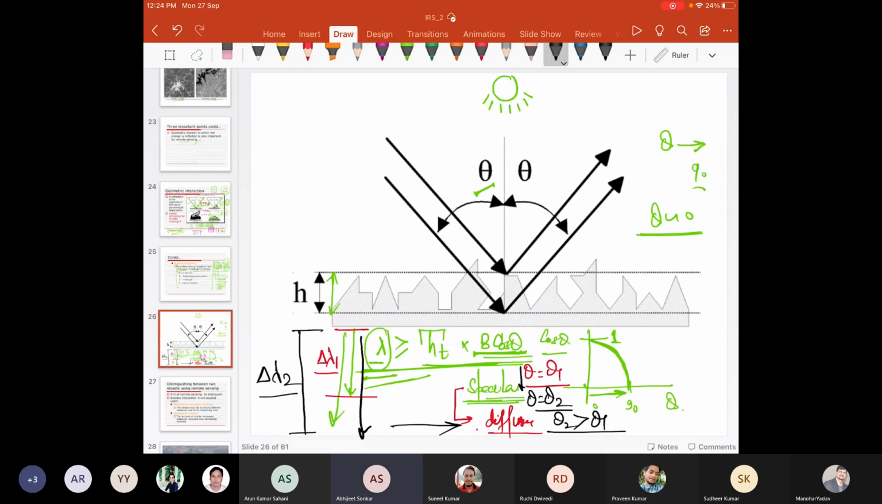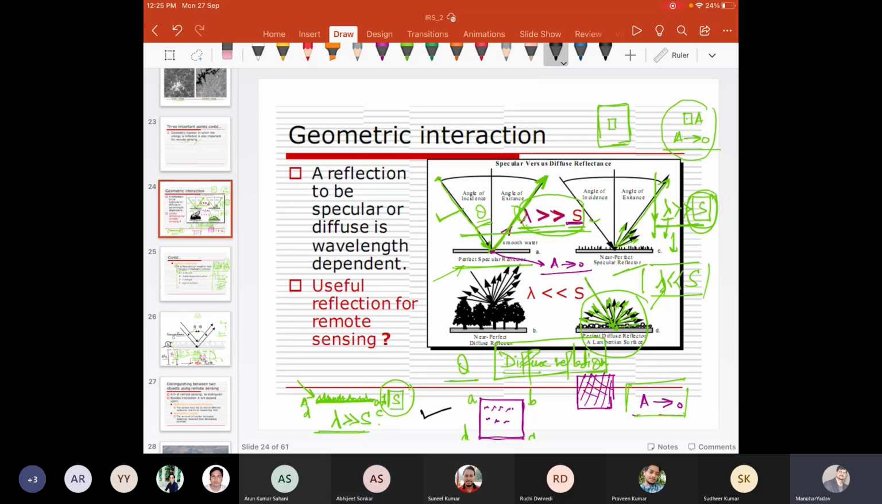Sir, if this surface is perfect white ice, then more than 90% will be radiated back, even if the height is more. Pardon? Sir, see, this is not a height. This is a standard deviation. This is a roughness. I think I told you the meaning of roughness here. I hope you understood.